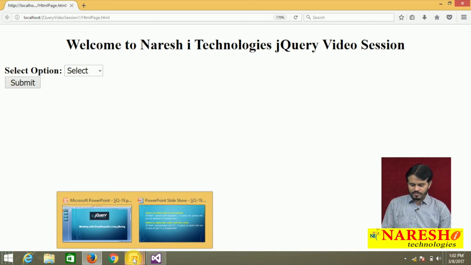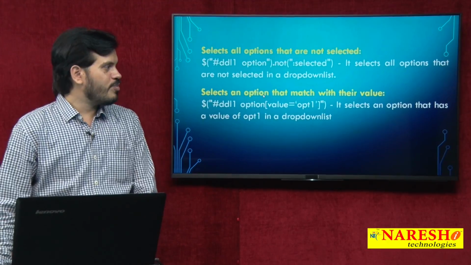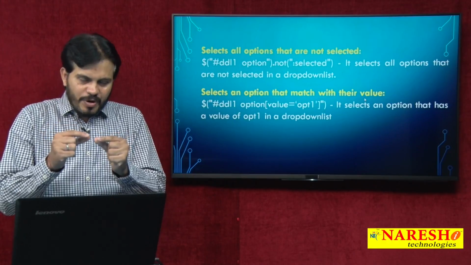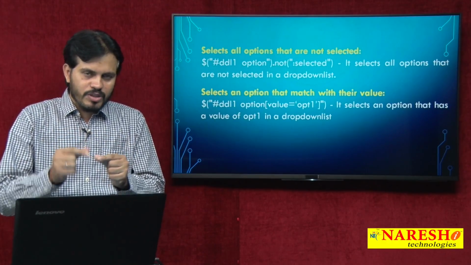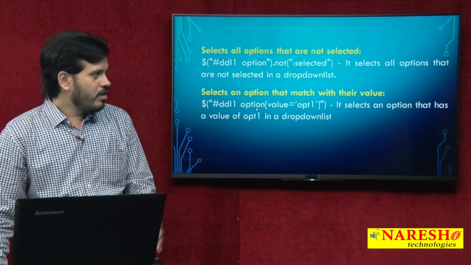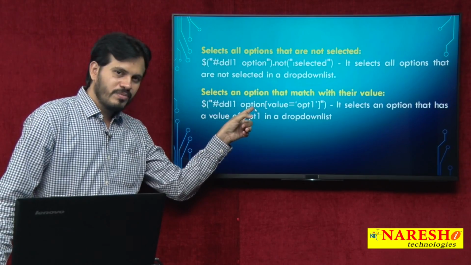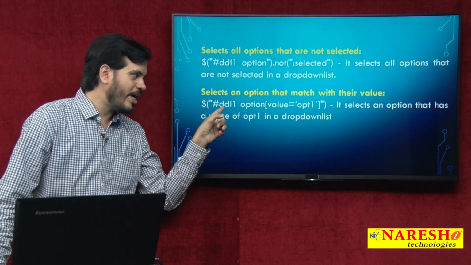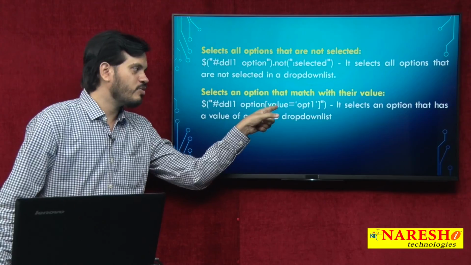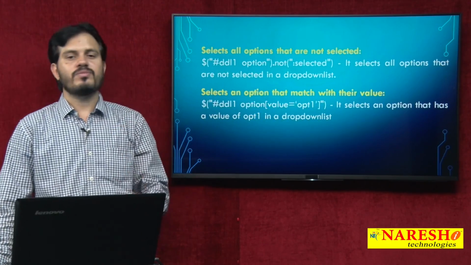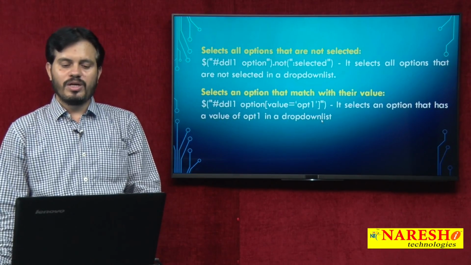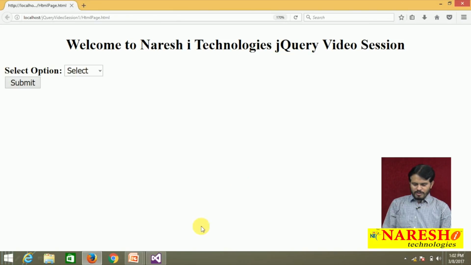Now the last one: selects an option that matches their value. That means select one particular option at runtime which matches its value. Dollar of hash DDL1, space option means it is going to select all options inside the element that has an ID of DDL1, and among all these options only one option is selected, the one whose value attribute equals some value. So it selects an option that has a value of OPT1 in a drop down list. So this is how to implement it.